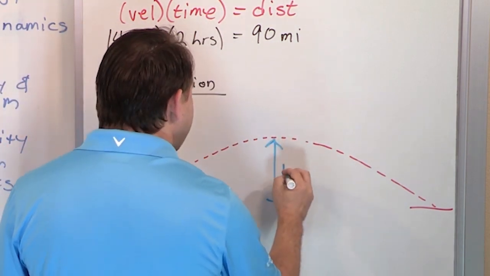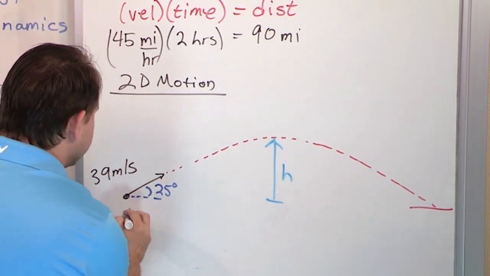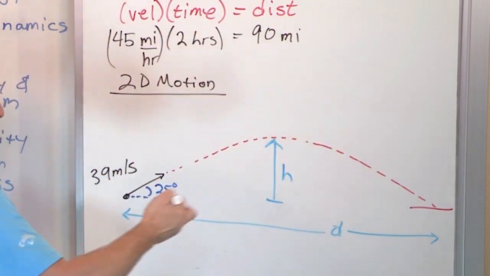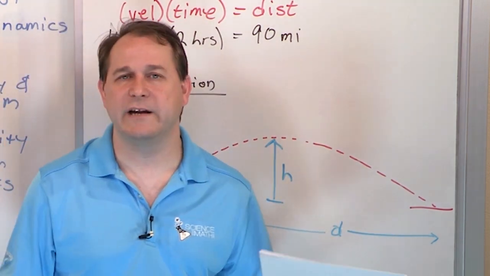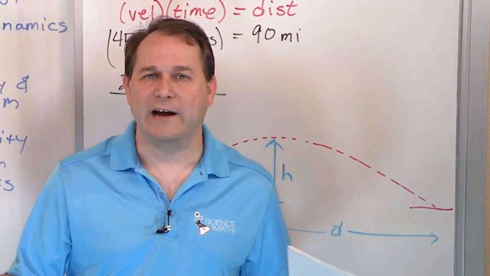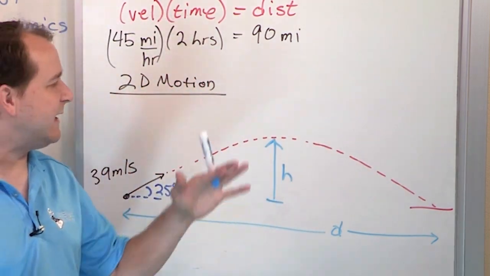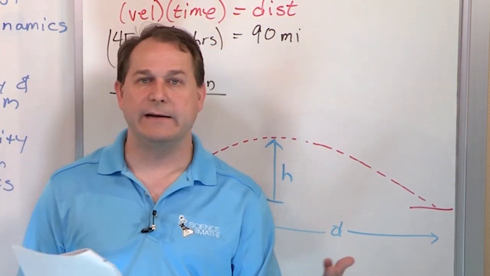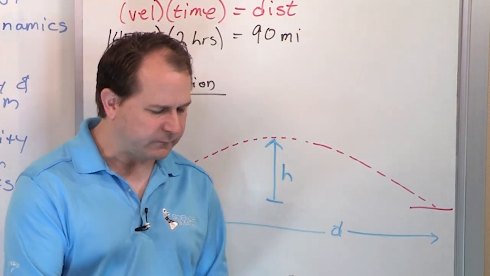Typically, I want to know how high did it go? That's what I want to know. How high did it go? And I want to know generally how far did it go? And I'm not going to write it on the board, but I also probably want to know how long was it in the air. So that's called projectile motion or 2D motion, and it's just going to be basically equations of motion applied to that situation, right?